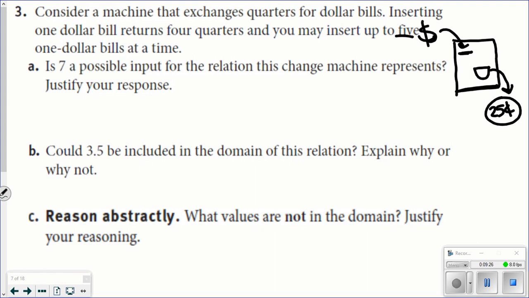So our inputs here, my domain values, are your dollar bills. Your outputs, your range values, are the number of quarters. So I really would like you to pause this video and try your best on A, B, C, D, E, and F. It's okay if you don't know. It's okay if you struggle, but I want you to at least try it before I go over the answers.